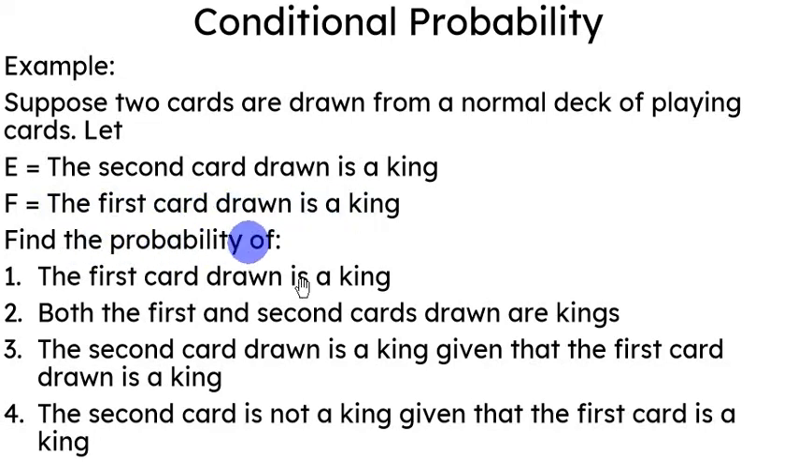We're asked to find the probability of the following. The first card drawn is a king. Both the first and second cards drawn are kings. The second card drawn is a king given that the first card drawn is a king, and the second card drawn is not a king given that the first card is a king. Pause the video and try to see if you'll be able to figure out these probabilities.